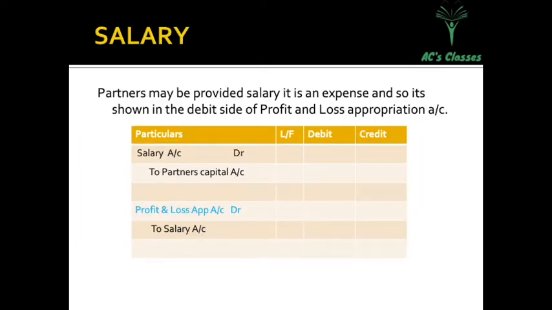Apart from interest on capital and commission, the partner can also be paid a salary. The partnership deed may or may not provide salary to partners. If salary is provided to partners, since salary is an expense for the firm, it will be entered on the debit side of the profit and loss appropriation account. The journal entry for that is: Salary account debit, to partners' capital, and the transfer entry is: Profit and loss appropriation account debit, to salary account.